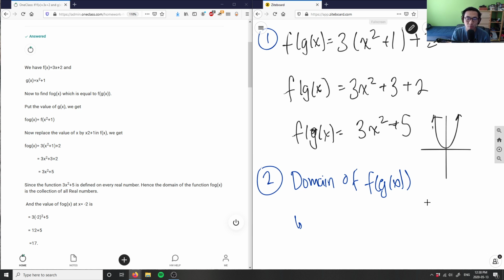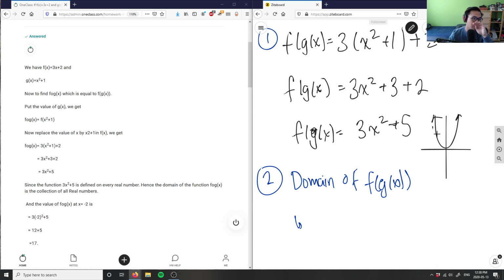And it wouldn't open downwards like so because I don't have a negative value. Again, this isn't actually 3x squared plus 5 here. If I really wanted to graph this function, I could grab the x-intercepts, solve for the y-intercept, and so on and so forth. I think the y-intercept is actually 5 in this case. But I wouldn't do that for this problem.